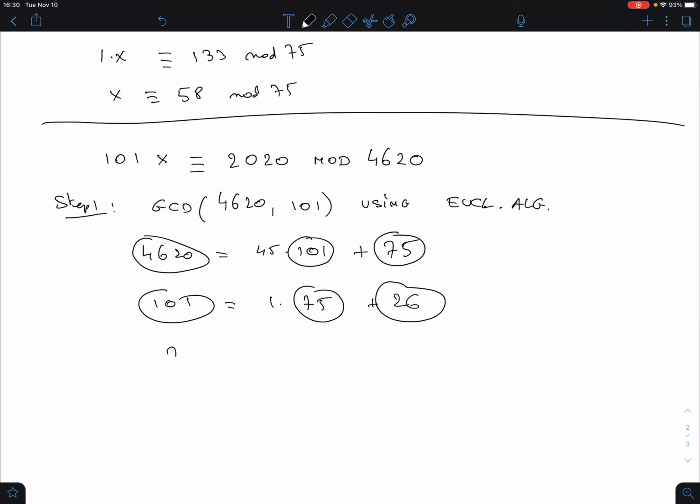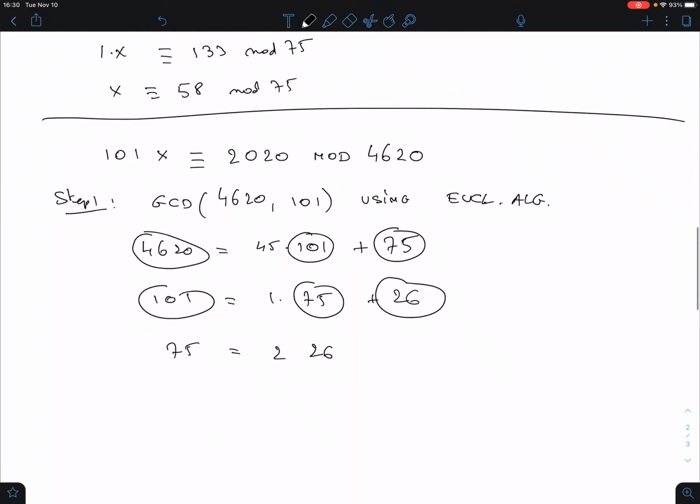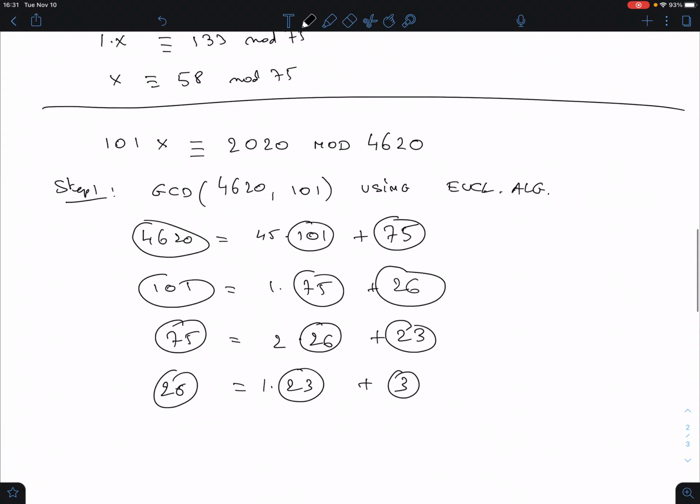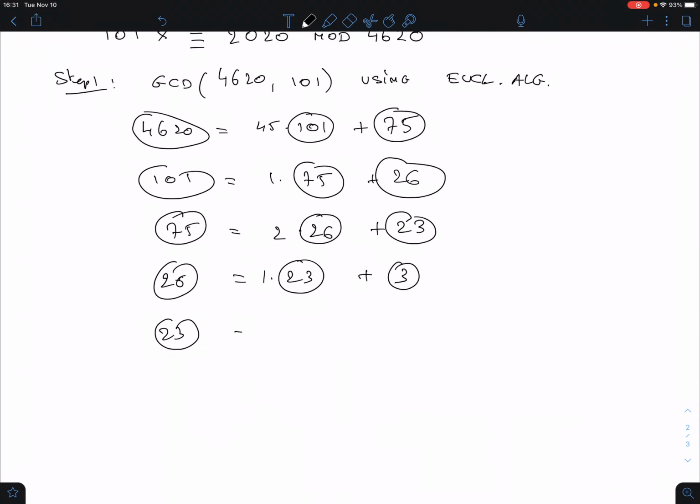So we have 75 and 26. How many times does 26 go in there? Not 3 times, so 2 times. So this would be 52, and then what is missing is 23. Okay, keep going. 26 and 23. Well, it goes in there once, and the remainder is 3. Right, there's a 1 here if you want. Okay, so now we do 23 and 3.